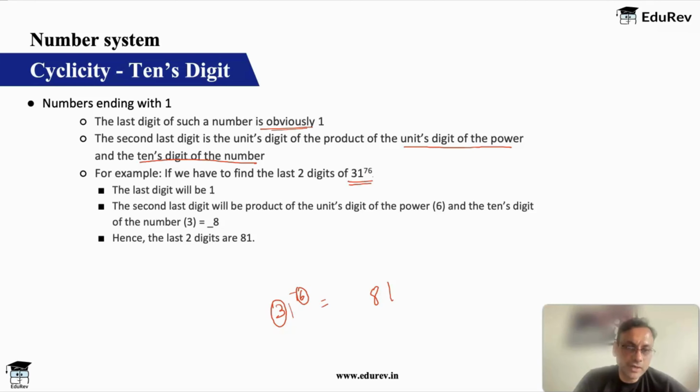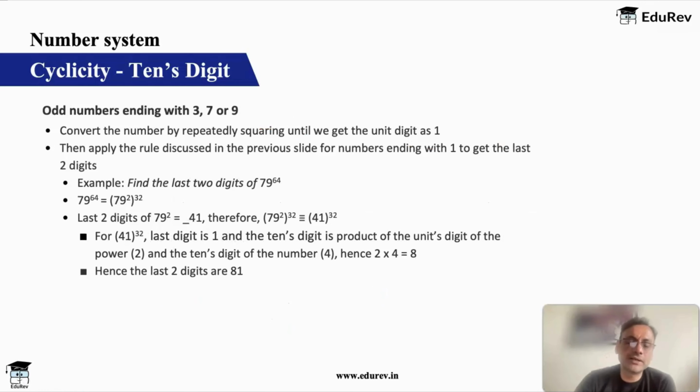So we have looked at 1, we have looked at 5, and we have looked at 0. These three we have looked at so far. Then let's look at the remaining odd numbers, which are 3, 7, and 9. Basically what we do here is finally use the concept of 1. So convert the number by repeatedly squaring until we get the units digit as 1, then apply the rule of 1. So you'll have to go back to 1.